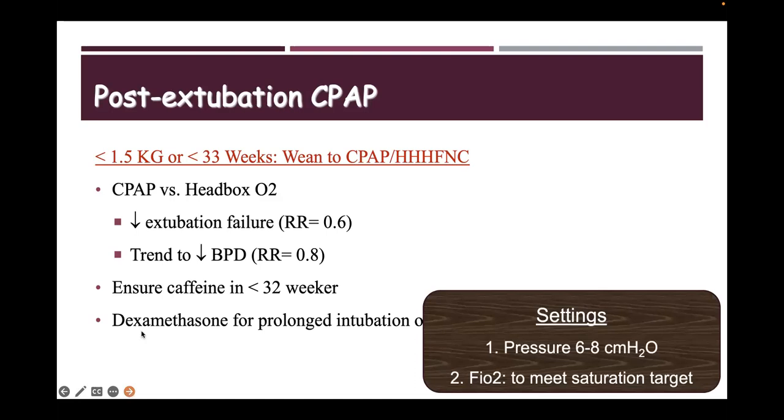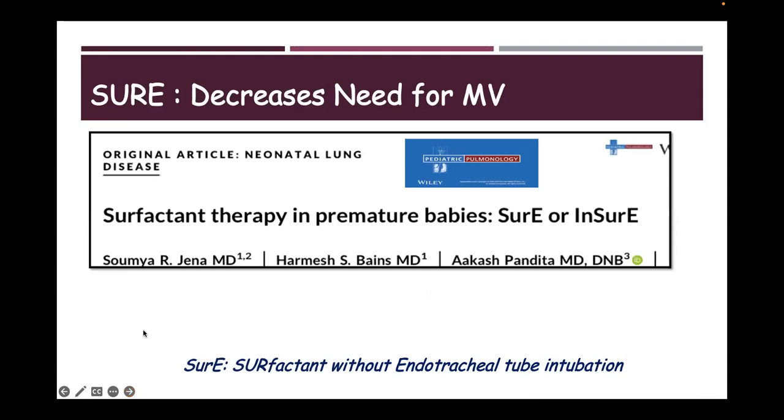Now coming to the surfactant, surfactant therapy is usually given by two methods. One is INSURE, that is intubate, give surfactant, extubate to CPAP. But again, for that method, we have to put a tube across. The newer technique is called SURE, that is surfactant without intubation. It is also known as LISA or MIST.